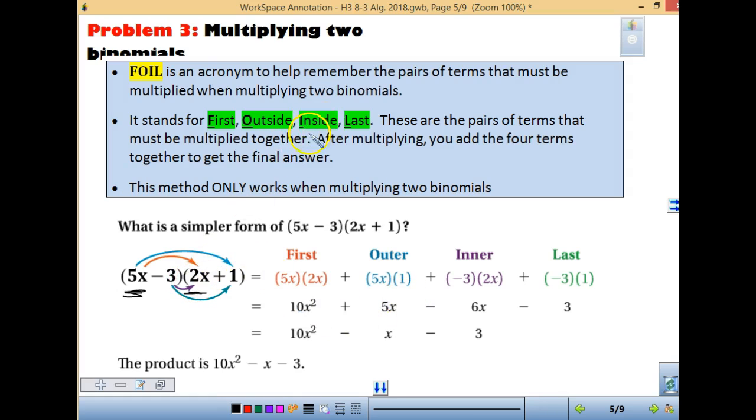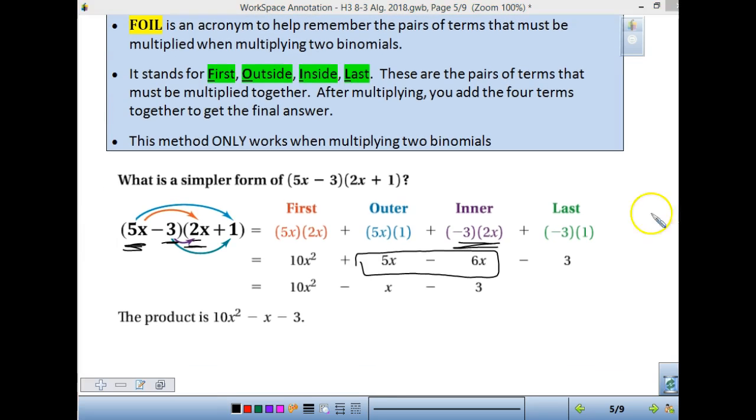Next, you're looking at the inside pairs. That's the innermost things in both parentheses. That's the -3 and the 2x. And then the last thing in each parenthesis, which is your -3 and your 1. Then you're simply multiplying them together. 10x squared plus the 5x minus 6x minus 3. And then you have to add, and it's almost always your two middle terms that you'll add to get that -x. If we were going to name this, our answer would be 10x squared minus x minus 3. This is another quadratic trinomial.